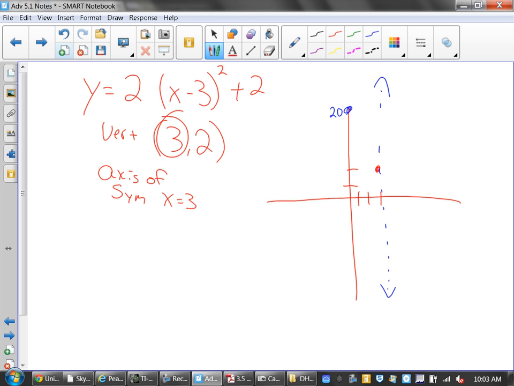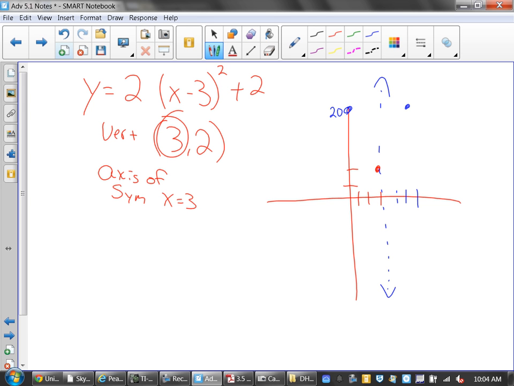Now, here's the nice thing. How far away was 0 from the axis of symmetry? 3. So what's 3 more to the other direction? 6. So what do you think that's going to be at? 20. What's 0 minus 3? What's negative 3 squared? What's 9 times 2? What's 18 plus 2? So when you substitute in 0, you get 20. Okay. That's what we're setting up here.